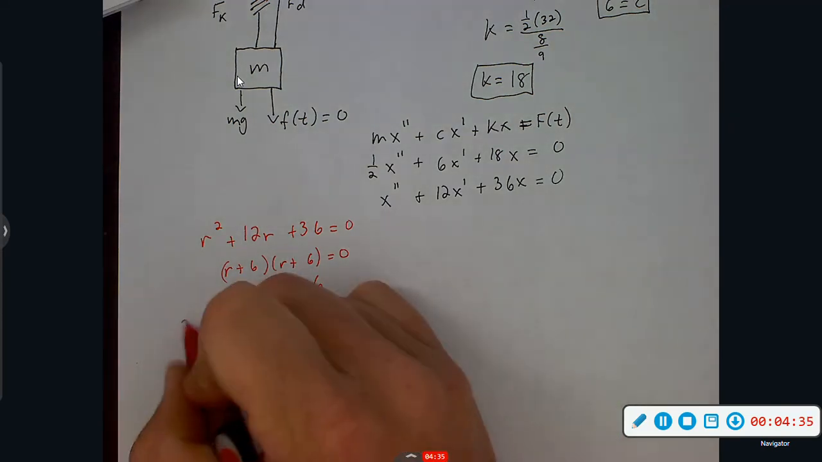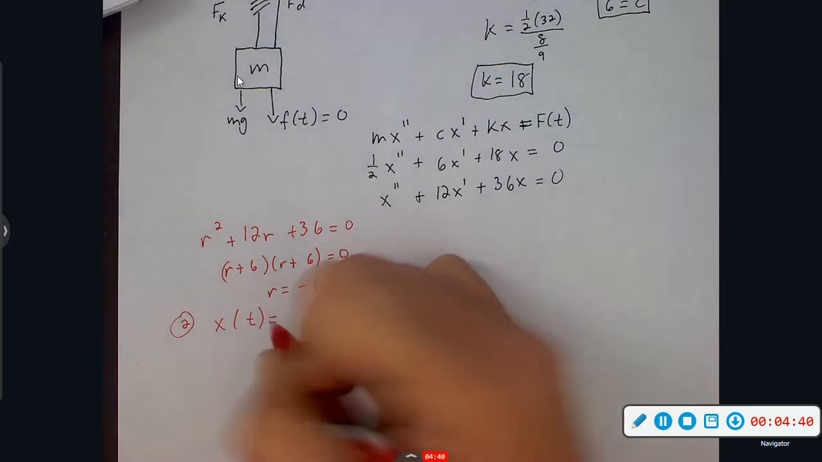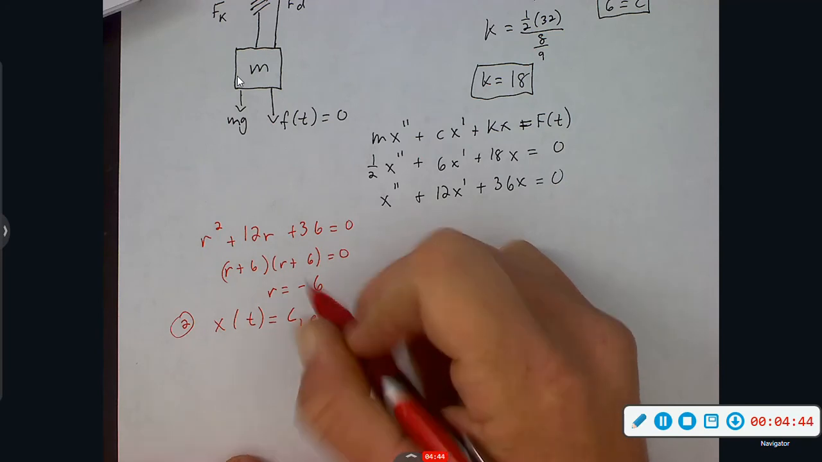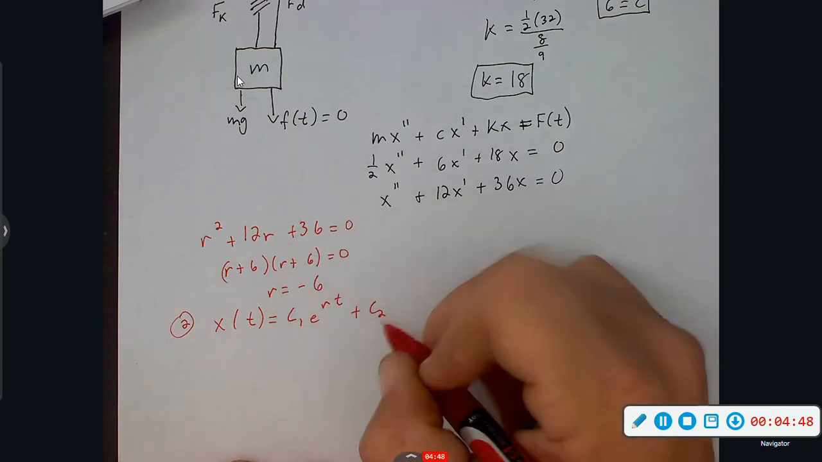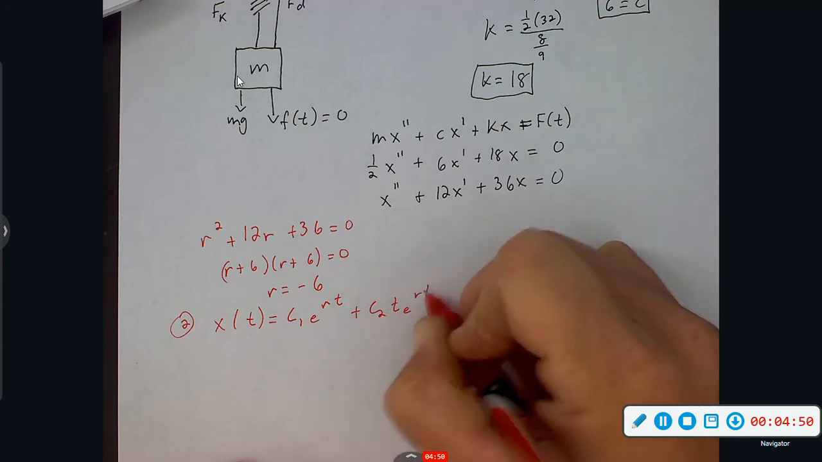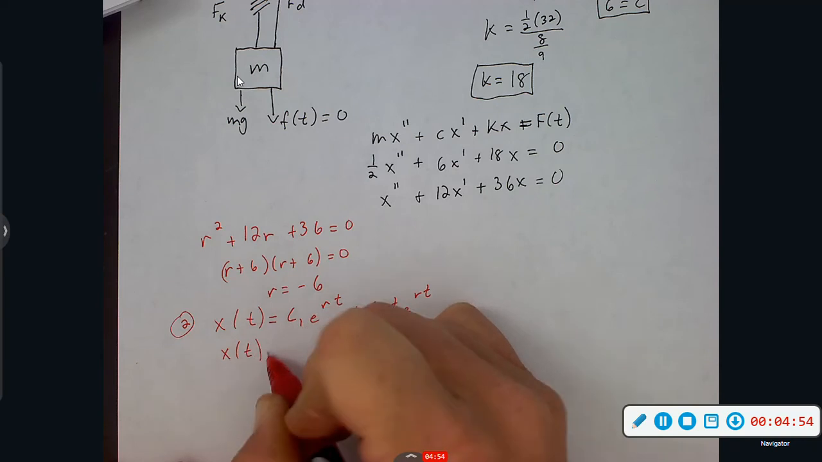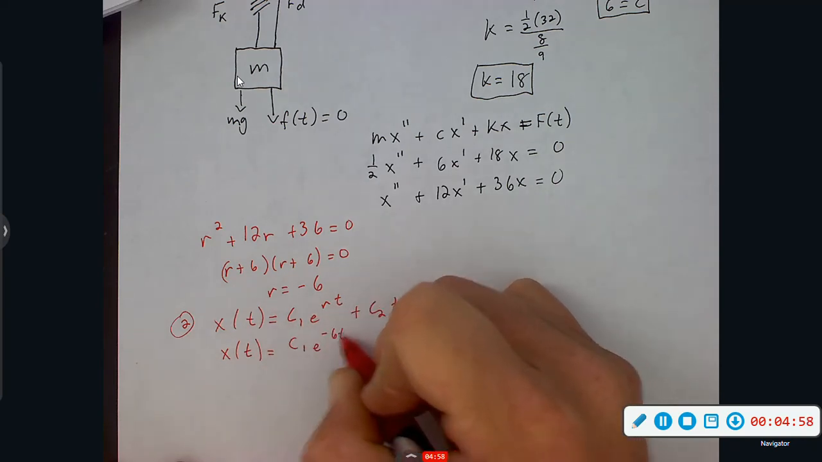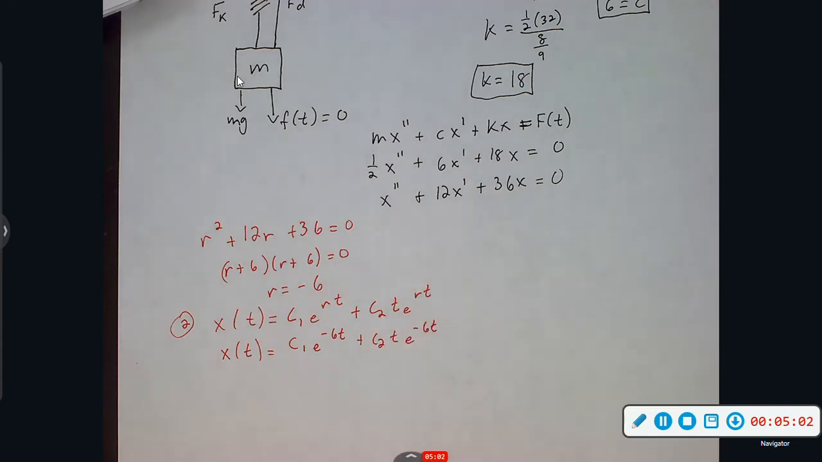So, upon further analysis, we know that case 2, and you know I'm going to write the original, although if you want to save time, I wouldn't. Just trying to do a quick review here. There's your case number 2. So C1 e to the negative 6t plus C2 t e to the negative 6t is our function.